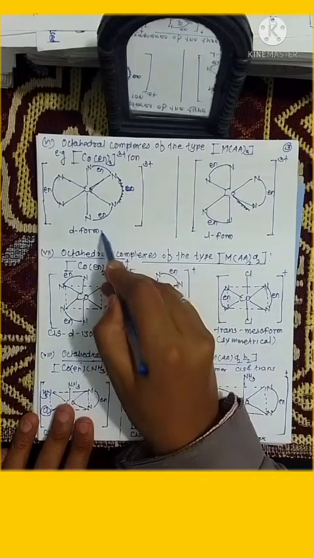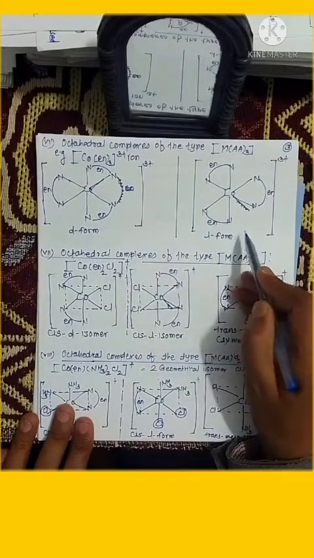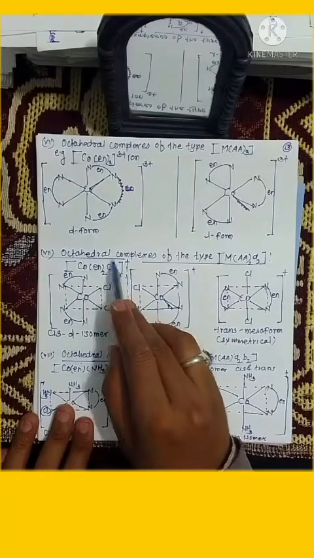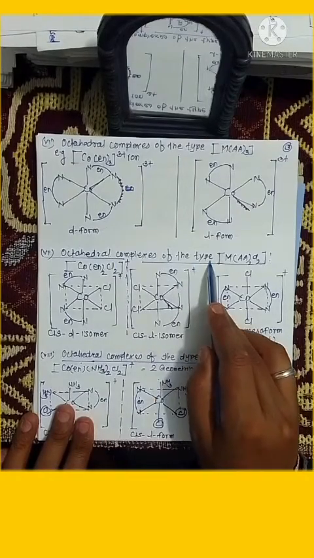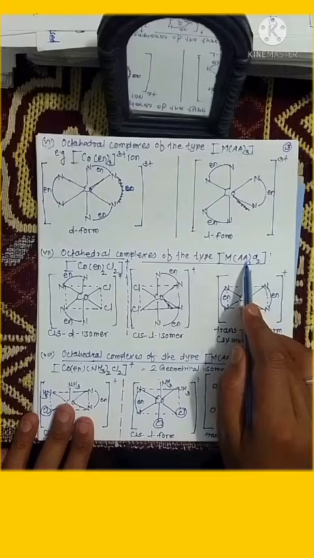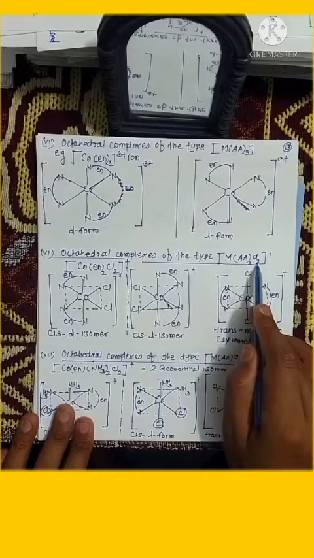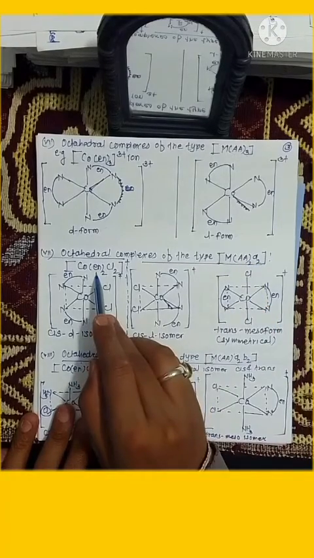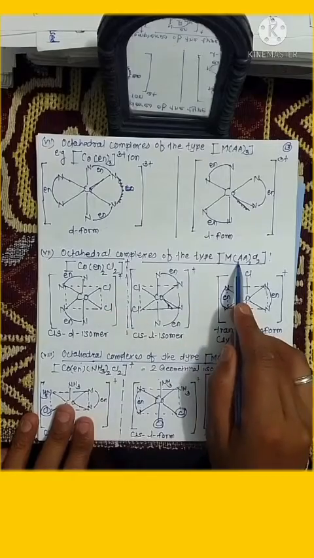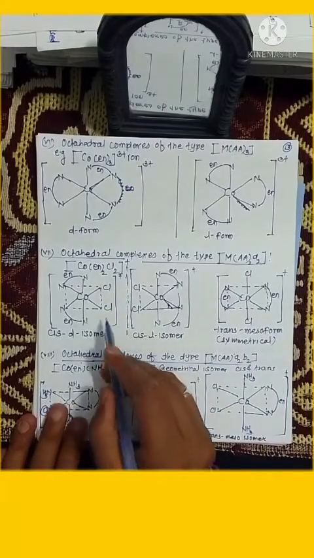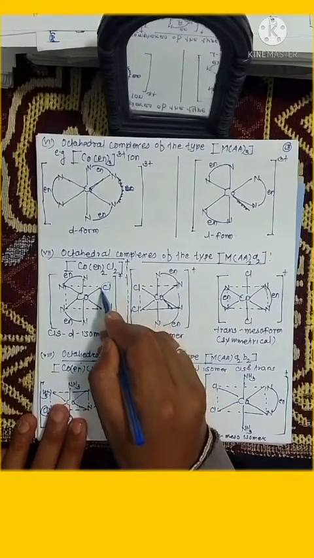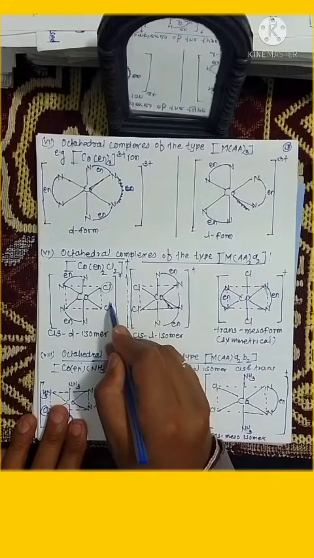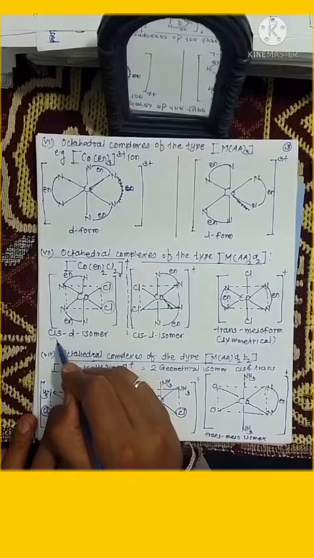So this is the D form and it is the L form of this complex. Now we are going to see octahedral complexes of the type M(AA)2A2. This is an example of this type. Just see, similar ligands are present at 2 and 3 position. That's why it is the cis geometrical isomer.